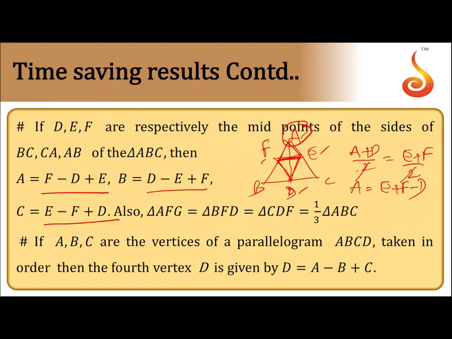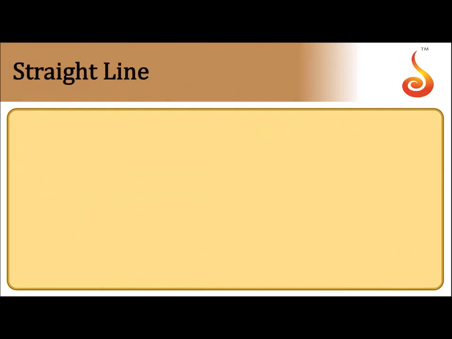The next important point: the same concept you can apply for a parallelogram also. Suppose the points A, B, C are given and you are asked to calculate the coordinates of D. The midpoint of these two is the same as the midpoint of these two, and that gives you D is equal to A plus C minus B. That's the concept.